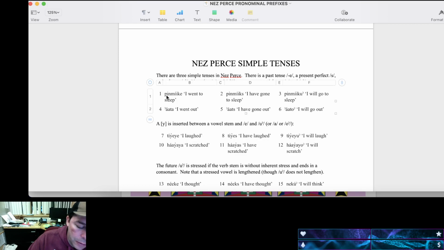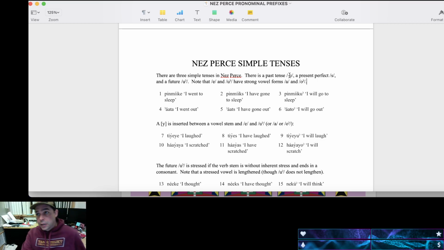So the verb for to go to sleep is pin meek, and the eyes can be considered both, but they're generally considered weak. So we're adding the E on the end rather than the A, but it means the same thing. So that's why it's in these brackets with the bar on the end, because it still means just the simple past tense, but it's pronounced differently in words that have weak vowels. It's pronounced a, pinmike, than it is on verbs that have the strong vowel sound. So ata.